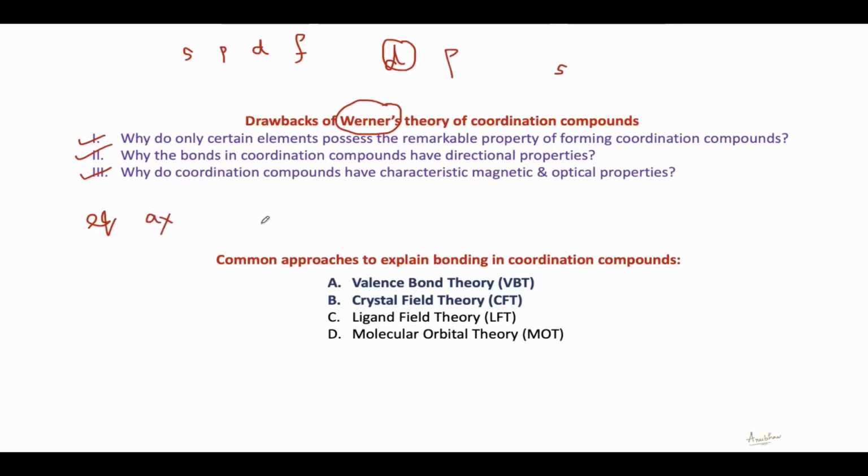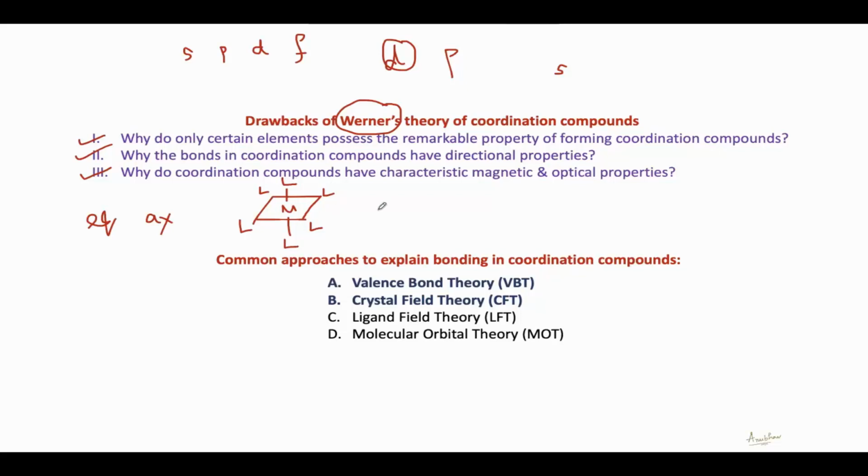If we draw an octahedral complex, with the metal center in the middle, we have a ligand at each of the four vertices of the square, and we also have these axial points where we have two ligands. The plane where the four L ligands are present is termed the equatorial plane, and those are the equatorial ligands. The two ligands at the axial positions are termed the axial ligands.